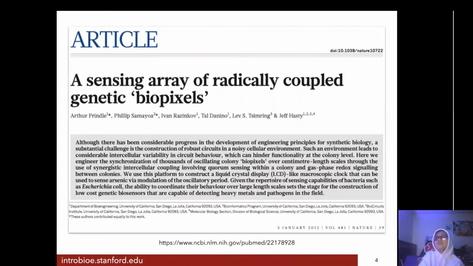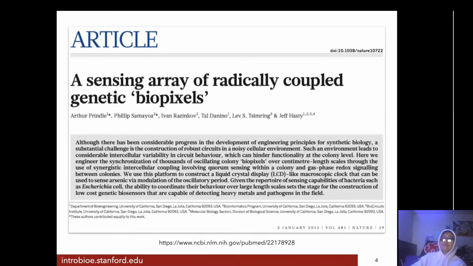Let's try. A sensing array of radically coupled genetic biopixels. What? Okay, a sensing array. An array that can sense something. Radically coupled. Was that skateboarding? I have no idea what that means in this context. Radical, dude. No way. Radically coupled. Genetic, okay, DNA. Biopixels. I know what a pixel is, like a pixel on a display, on a television, on a computer screen, something like that. Biopixel must be a pixel made out of biology. Cool. All right, then we're going to go to the abstract. I still don't know what the word radically means, though, in this title. That's fine.